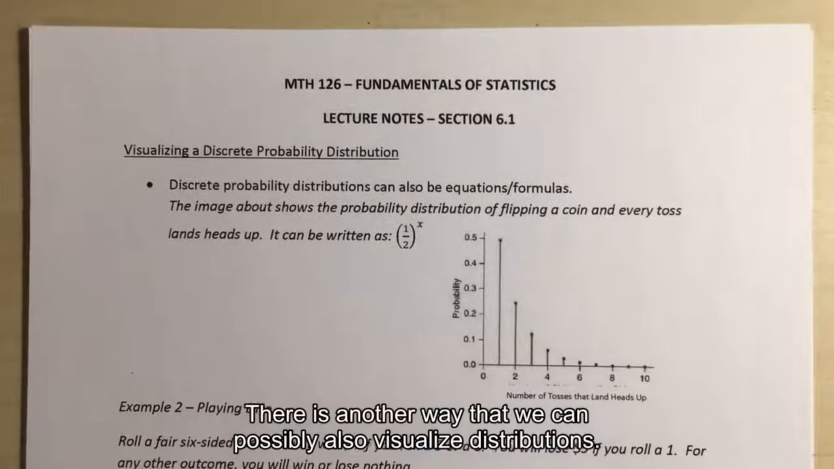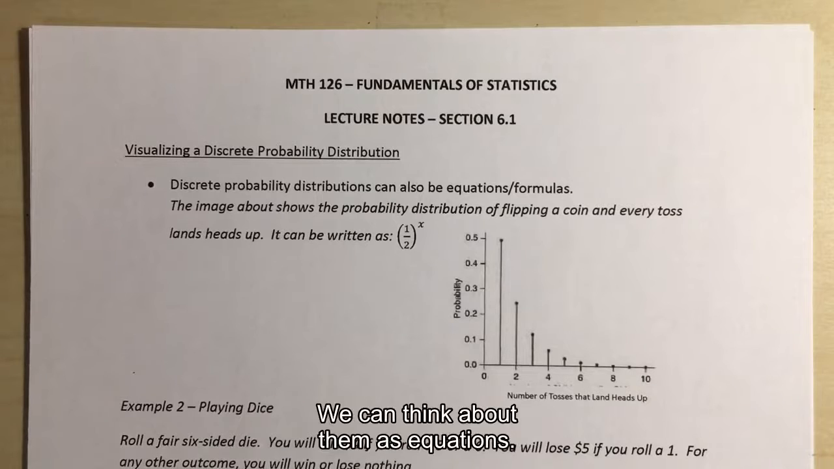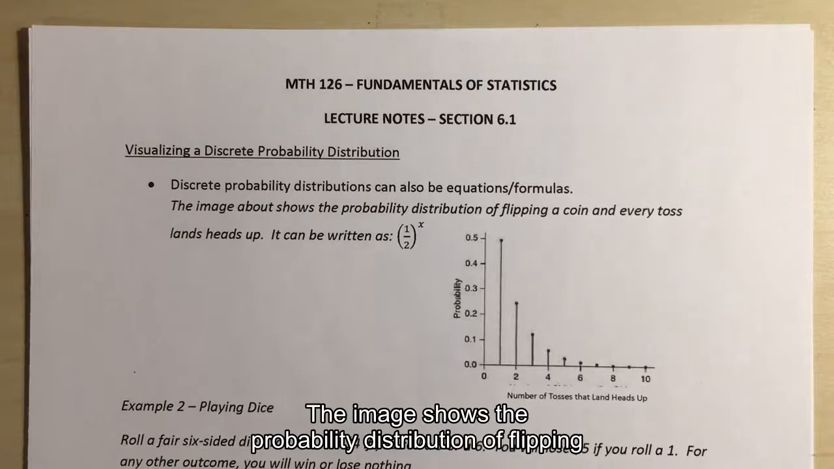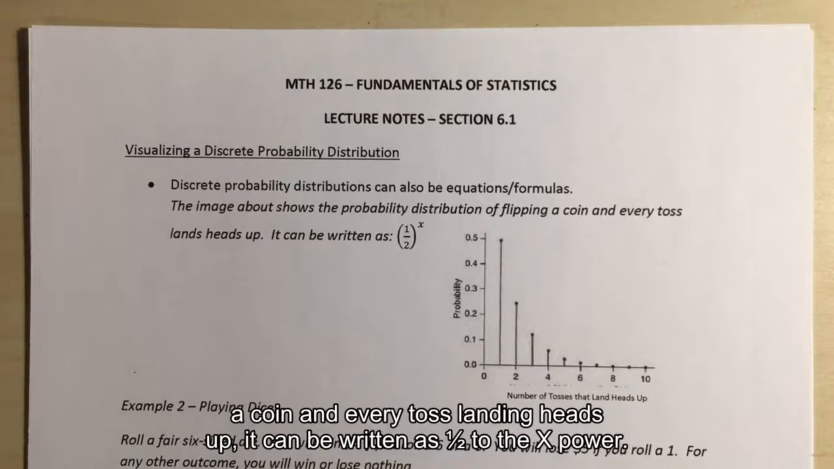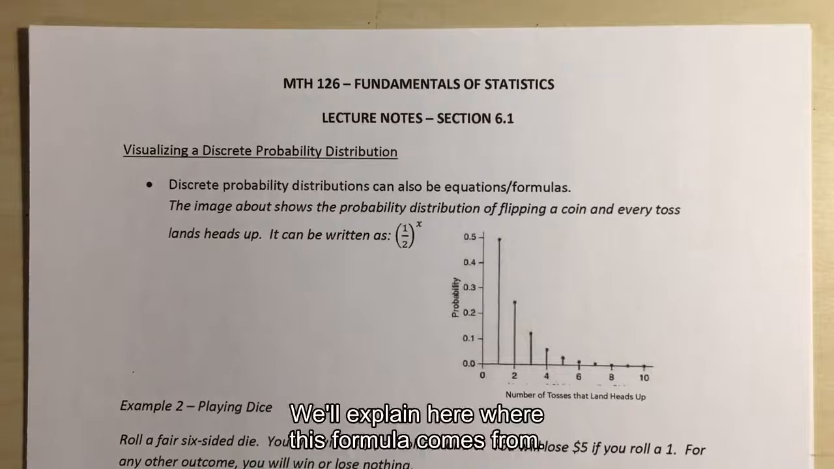Right, there's another way that we can also visualize distributions. We can think about them as equations. So the discrete probability distribution can also be equations or formulas. The image shows the probability distribution of flipping a coin and every toss landing heads up. It can be written as 1/2 to the x power. And we'll explain here where that formula comes from.